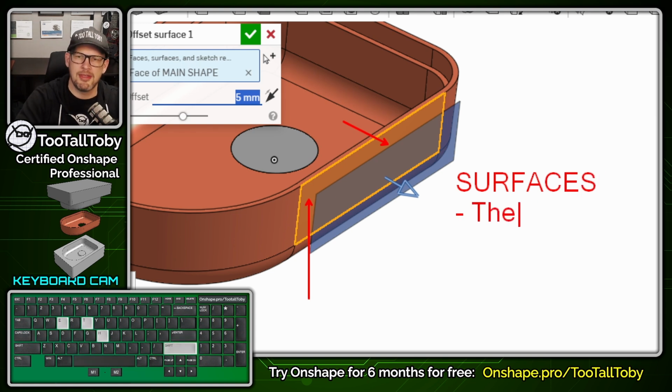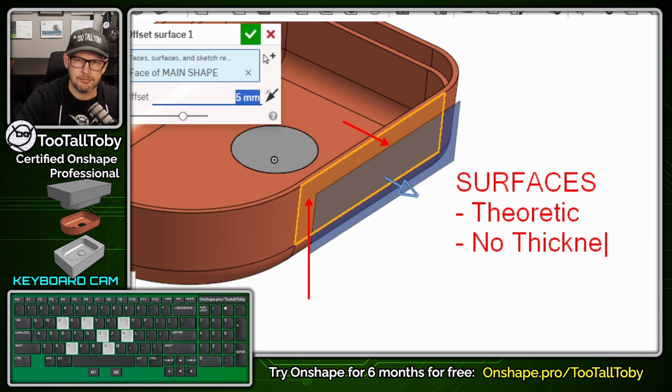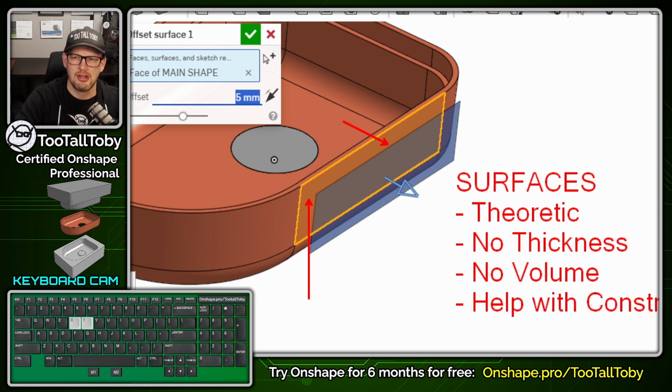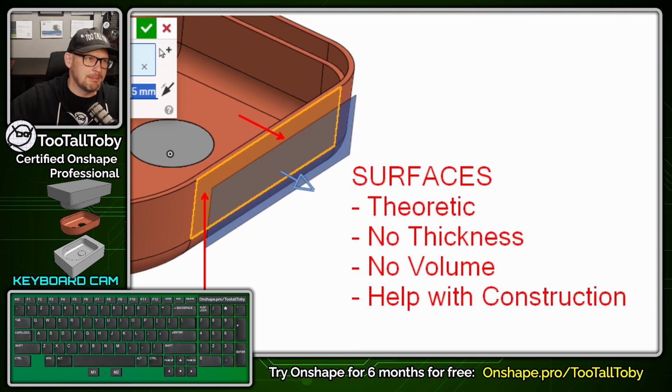Surfaces are theoretic. They don't exist in the real world. They have no thickness. They have no volume. And they are used to help with construction. They are construction geometry, just like planes are construction geometry. You don't typically end up with just a model filled with surfaces. You end up with a model filled with solids, but you use the surfaces to help with the construction of those solids. So that's just a basic overview of what surfaces are in 3D CAD modeling.